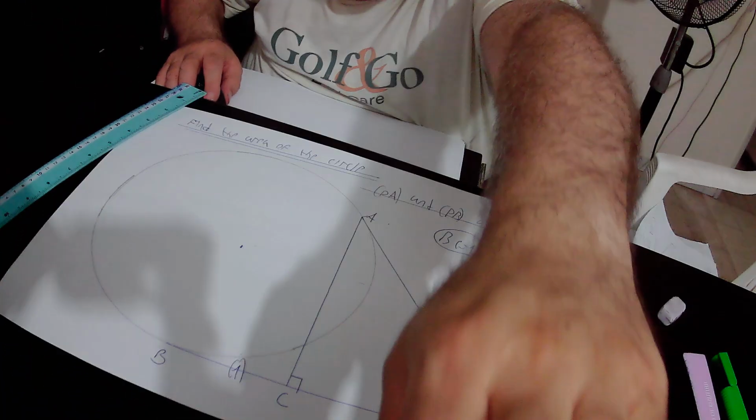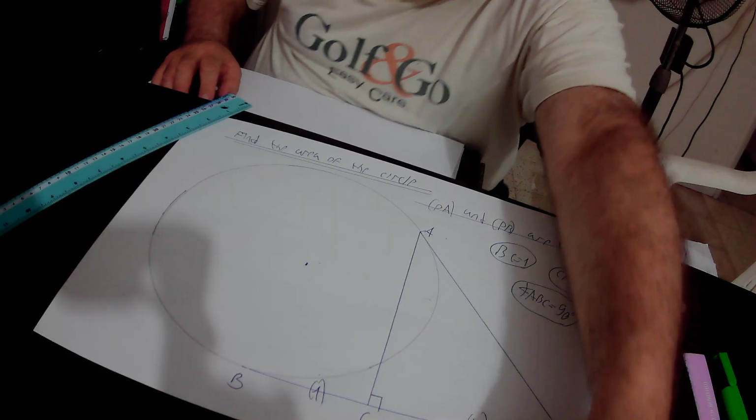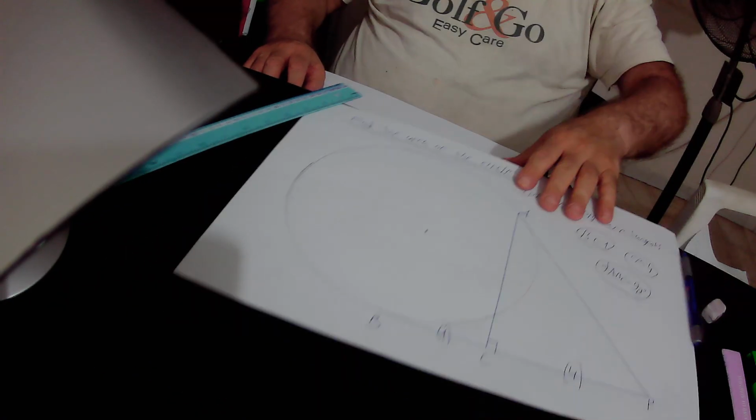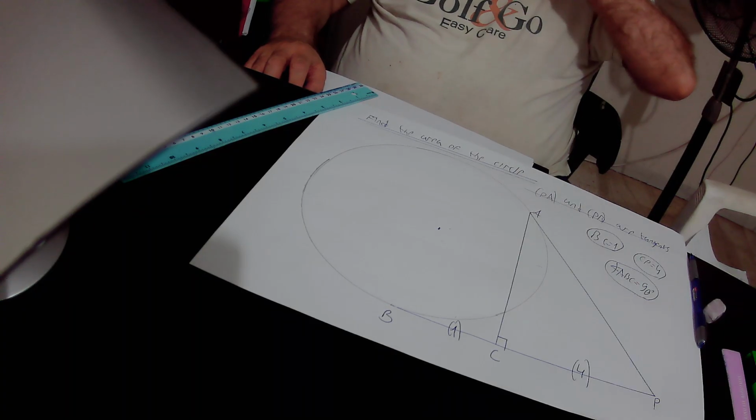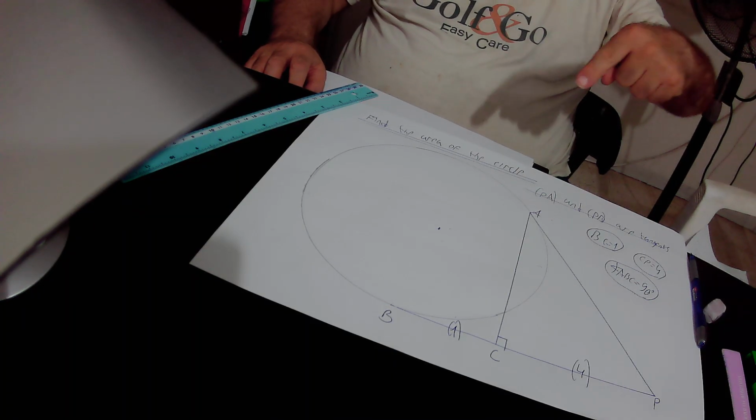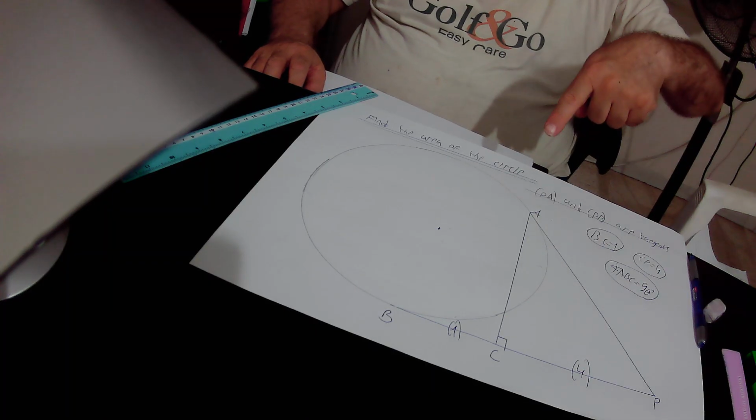Hello, in this lecture we find out the area of a circle. In the drawing we have a circle and we have also triangle ACP.